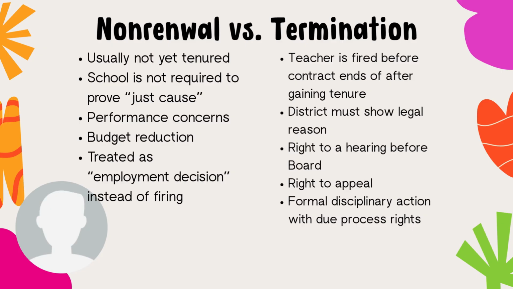Termination is when a teacher is fired before a contract ends or after gaining tenure. So this is like after the 3-year mark. District must show legal reasons. So there's a reason, then there's a lot of documentation that goes behind this from the school administration. They do have a right to a hearing before the school board, and they also have the right to appeal this decision and formal disciplinary action with due process rights.